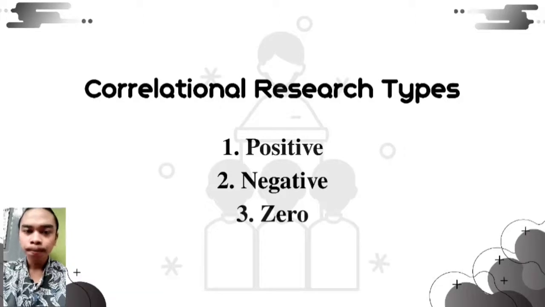First, positive correlation. It means both variables change in the same direction. As height increases, weight also increases. Then negative correlation. It means the variables change in opposite directions. As coffee consumption increases, tiredness decreases. Zero correlation. It means there is no relationship between the variables. Coffee consumption is not correlated with height.